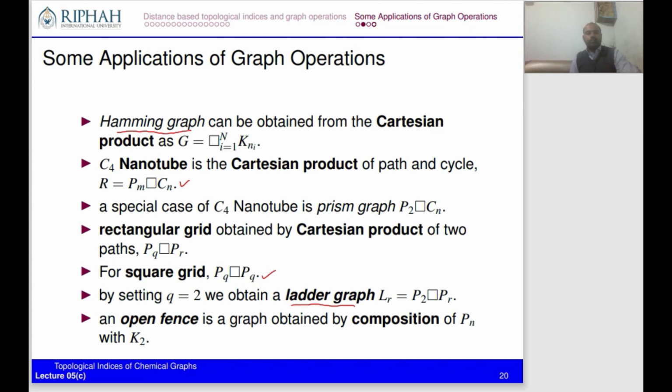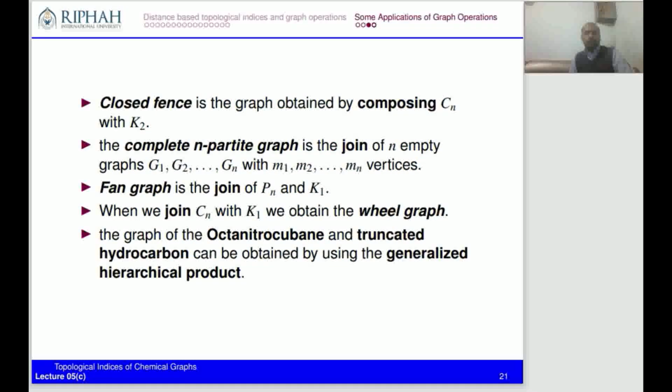In the next slide, we have some more applications. A closed fence can be obtained by applying the composition of C and K2. A complete bipartite graph can be obtained by join. Similarly, join can help to obtain the wheel graph. The octagonal cobane and truncated hydrocarbon graphs can be obtained by the generalized eccentric product. So these are very few applications of graph operations.